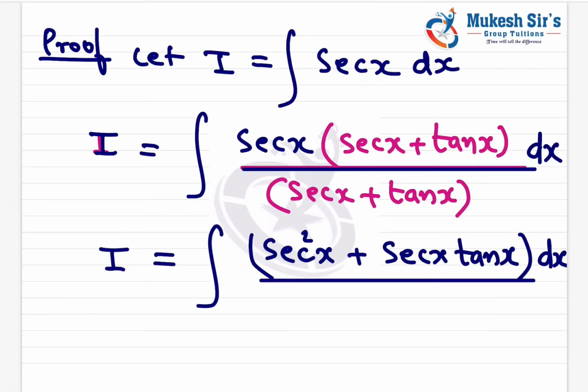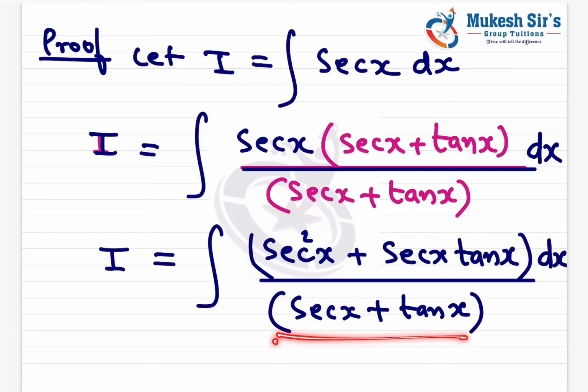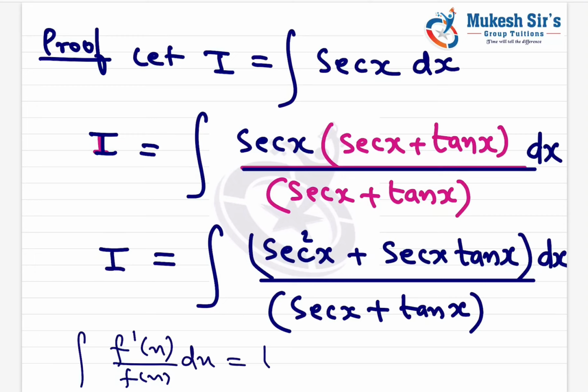Now you can check the denominator ka derivative is the numerator. Tan ka derivative is sec square x and sec x ka derivative is sec x into tan x. So the derivative of the whole denominator is the numerator. So you can use the formula integration of f dash x upon f of x dx is equal to log of mod of denominator plus c. So when you use the formula, the answer becomes I is equal to log of mod of sec x plus tan x plus c.